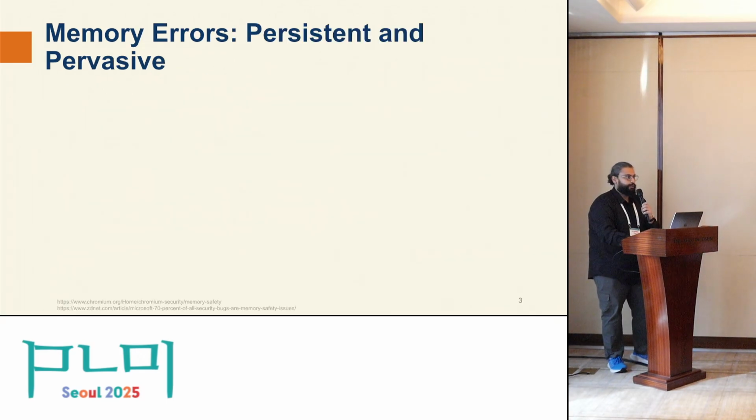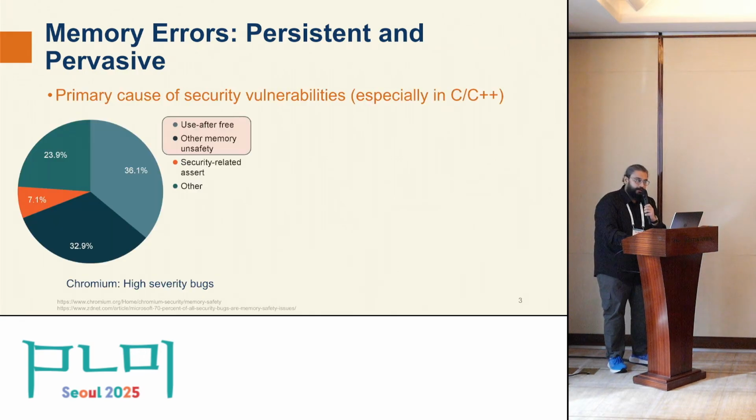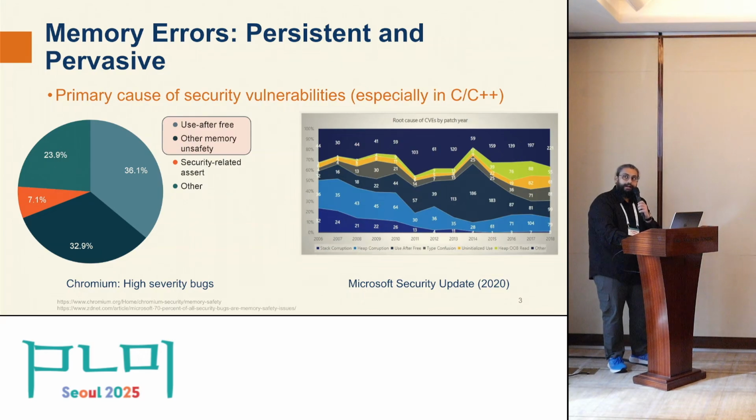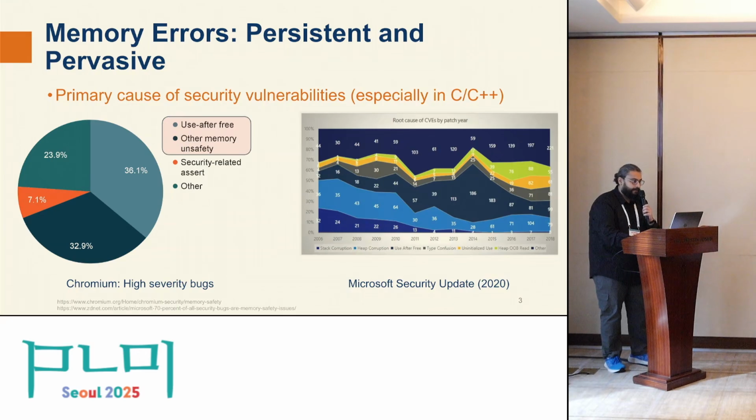The problem is not new, but these memory errors are incredibly persistent and pervasive. As you can see from industry reports, on the left, Chromium shows that out of the high severity bugs that they patch, about 70% of them are memory bugs, out of which a very significant portion is use-after-free bugs. And on the right, you can see a report from Microsoft Security that shows a staggering 70% of the bugs that they patch have their root causes in memory safety. It's not a small number. They are the primary cause of vulnerabilities being discovered and patched today.